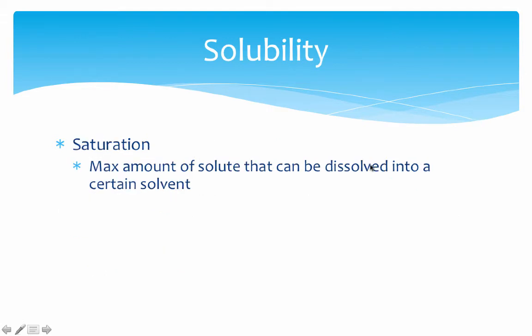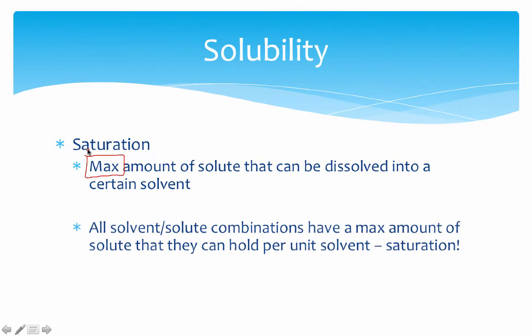So now that we have an idea of what solubility is all about, we can talk about the amount of stuff that can be dissolved, and that topic is known as saturation. Saturation refers to the maximum amount of solute that can be dissolved in a certain solvent, and the key word here is the maximum. All solvent and solute combinations have a different maximum amount of solute that they can hold per unit of solvent, and again, that's our saturation value. And this is data that we can look up. And then the last thing we can say about this is this information is very often temperature dependent.